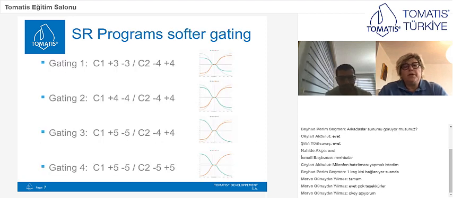So remember, I'm missing stuff. Okay, in SR programs, we use software gating, okay? So, you know, gating 1, gating 2, 3, and 4, gating 4 being the pedagogical settings.